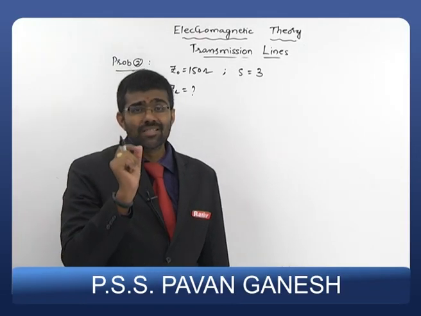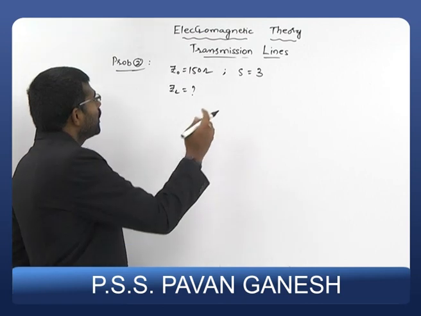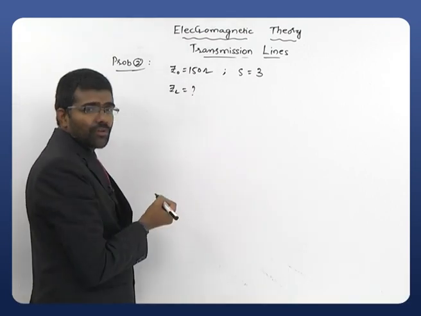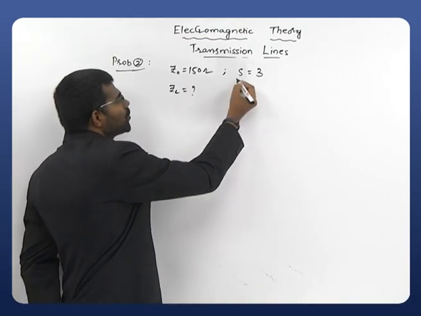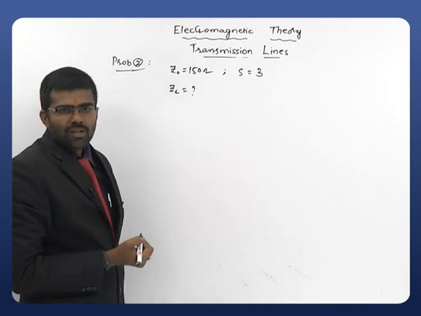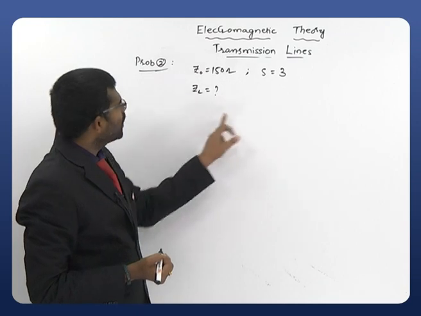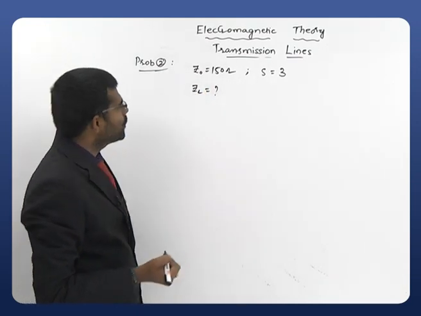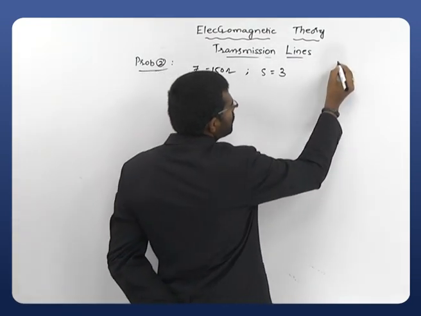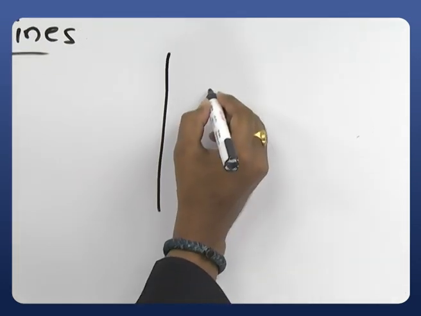Now just observe what data is given to us. A purely resistive load was connected to a line with a characteristic impedance of 150 ohms and the standing wave ratio is observed as 3. Now you need to calculate the possible values of ZL. So you need to correlate them. Already we have a wonderful equation for that, so first let's get the equation for gamma.